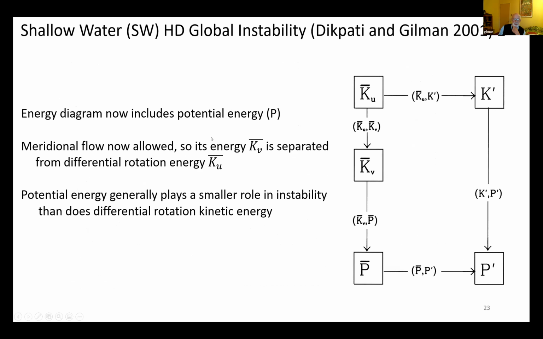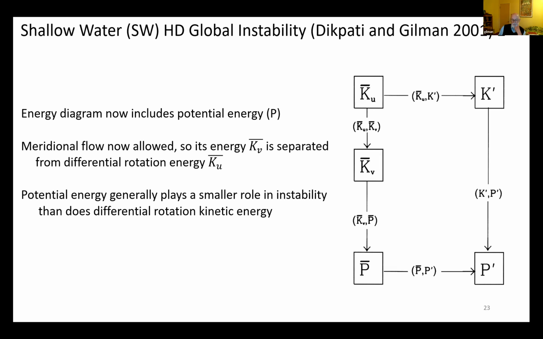Now you're getting a new energy diagram. This is back to the hydrodynamic case, and now you're going to have meridional circulation coming in. The 2D case, you can't have any meridional circulation because there's no place for the mass to go. But since you have a deforming top surface, you can get some meridional circulation in this. And you also have potential energy from the shape of the free surface.